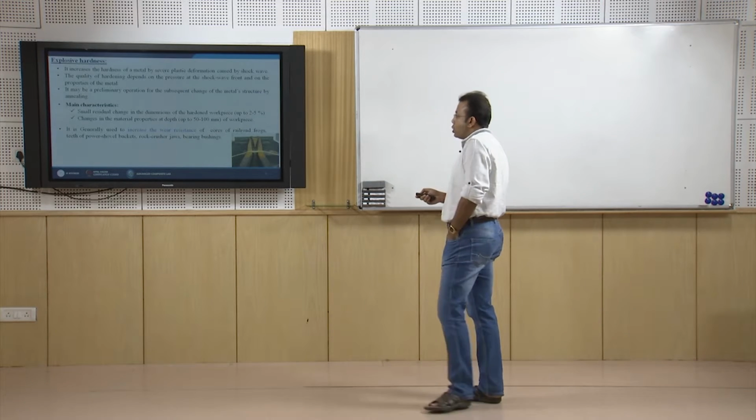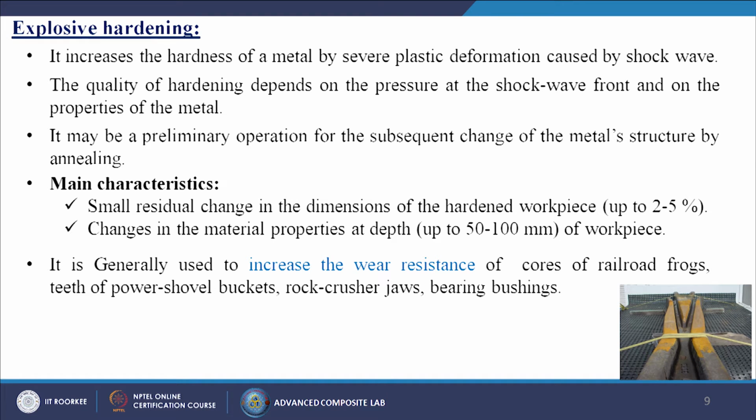Main characteristics: small residual change in the dimensions of the hardened workpiece, up to 2 to 5%, generally we can observe. Change in the material properties at depth up to 50 to 100 millimeter of the workpiece can be achieved. It is generally used to increase the wear resistance of the core of railroad frogs, teeth of power shovel buckets, rock crusher jaws and bearing bushings. So, these all are the examples where we are using this kind of explosive blasting.